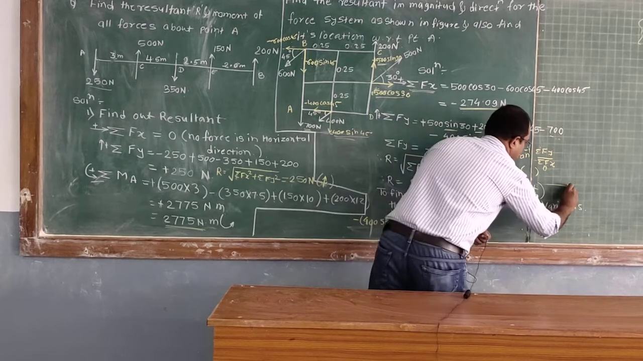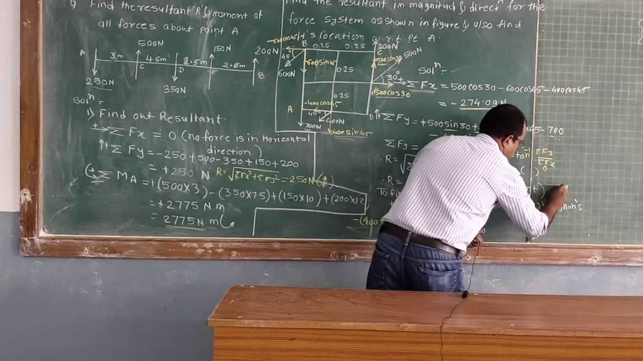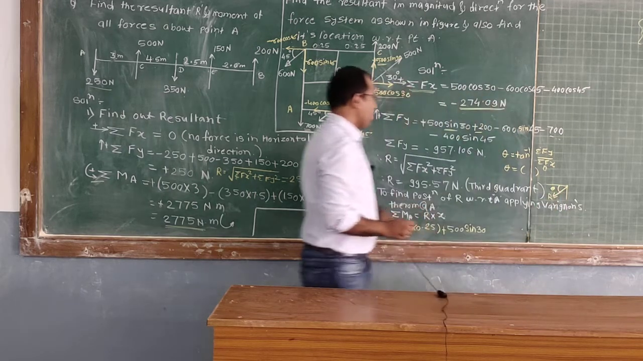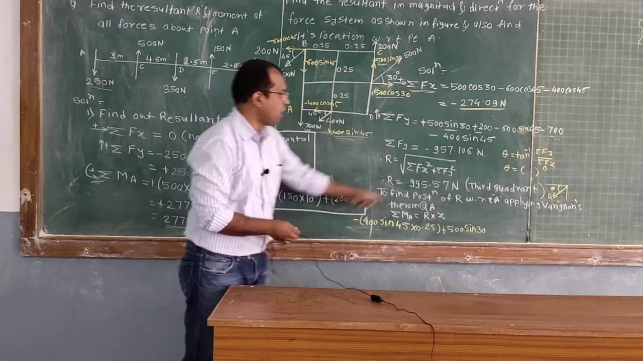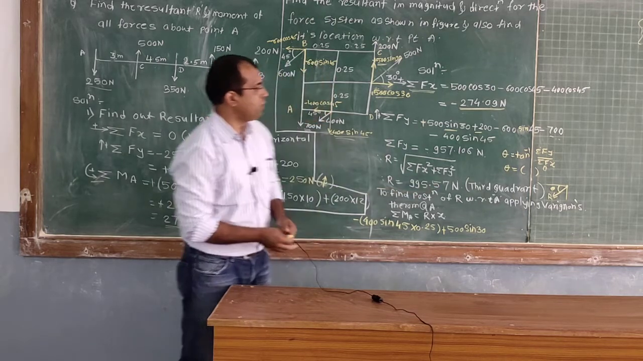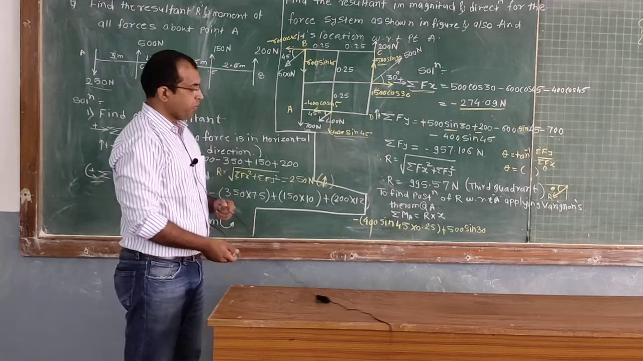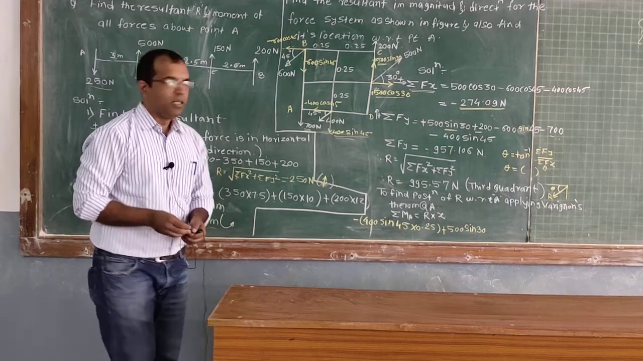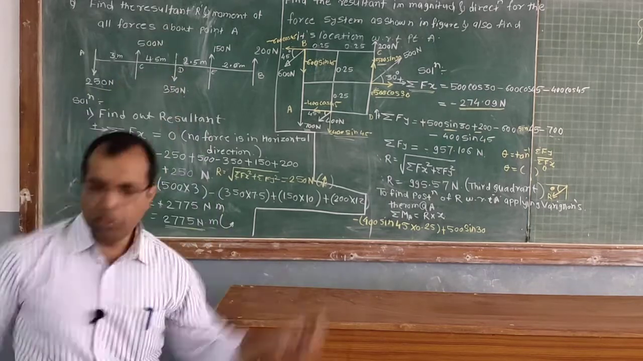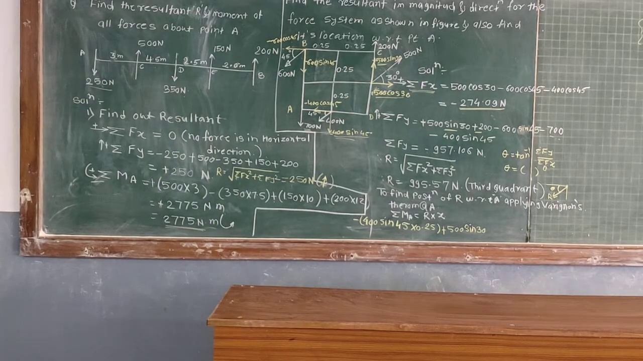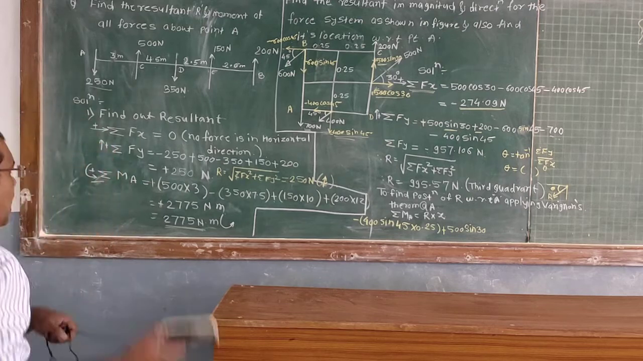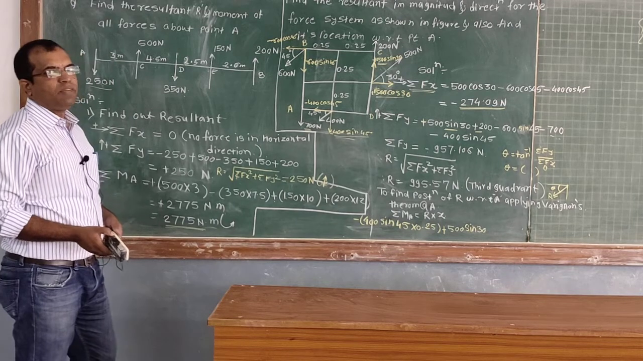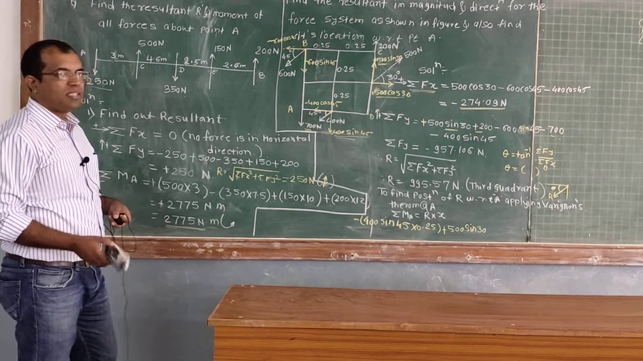So you have to show it like this. This is your resultant in the third quadrant, and this value of theta you have to show here. This is R. Now R is known to us. What is the value of R? 995.57 Newton. Now to find out the position of R with respect to point A, we have to apply Varignon's theorem. In order to apply Varignon's theorem, we take the moment about point A of all the forces, which is equal to the moment of the resultant about the same point.